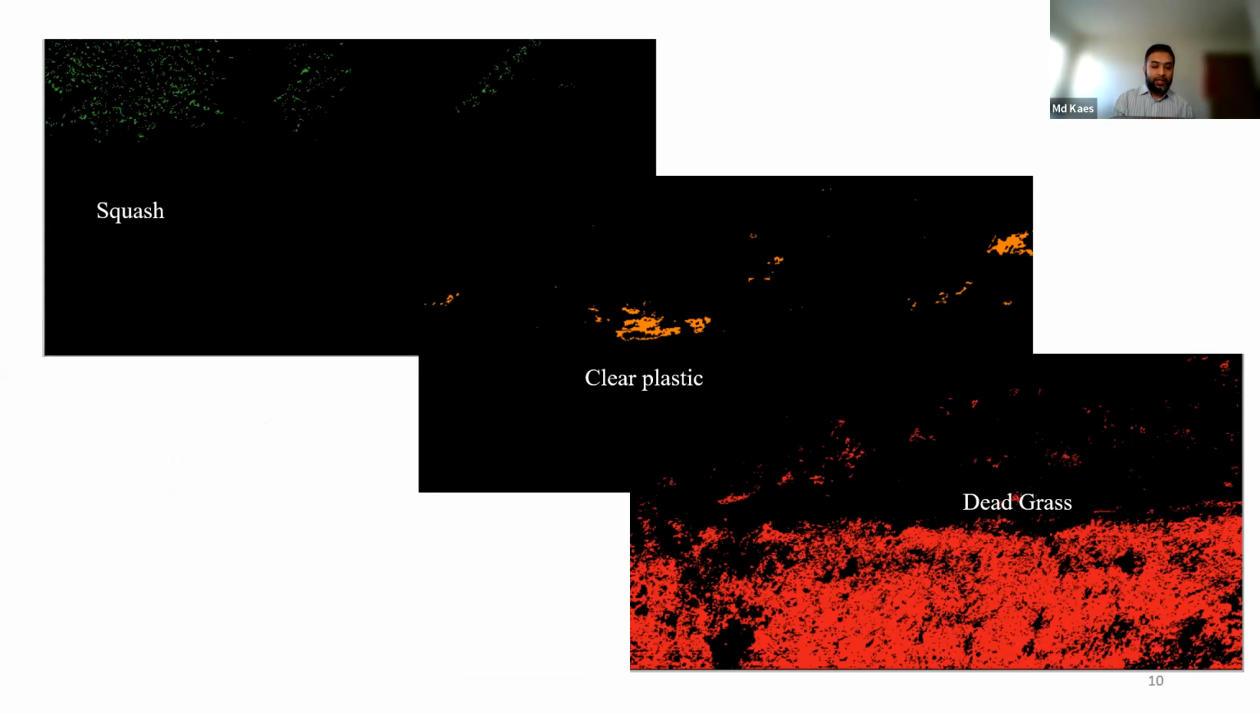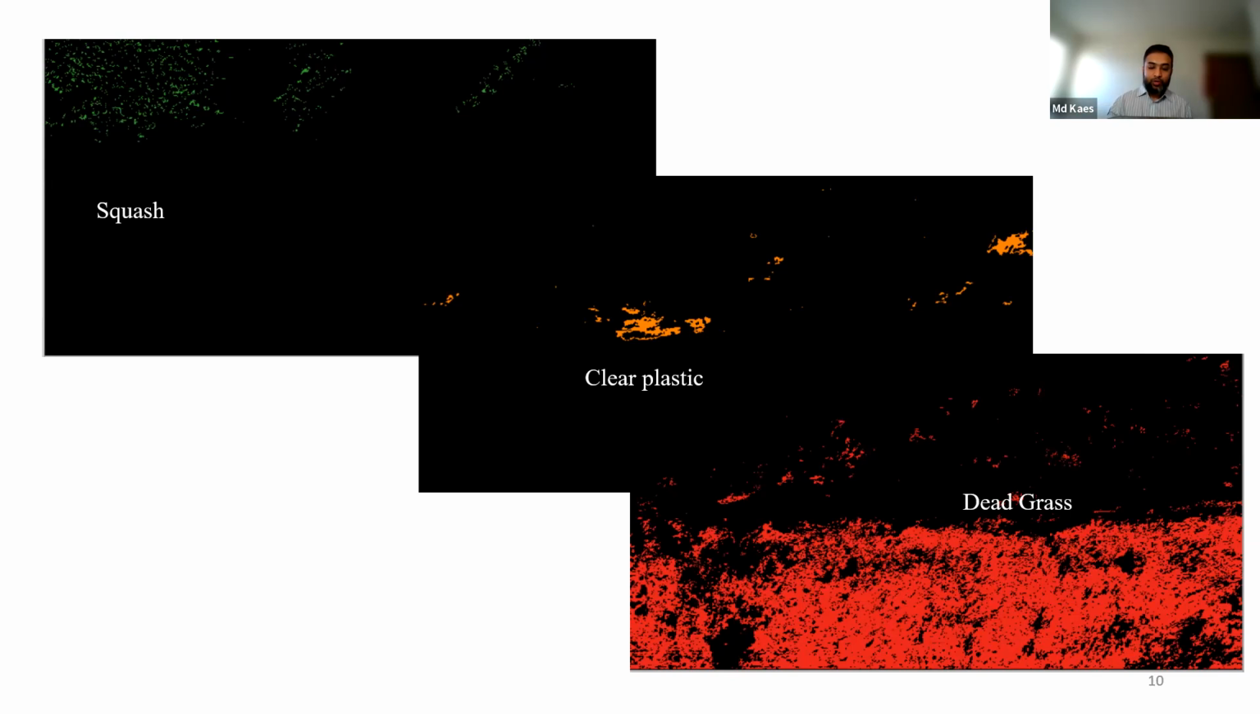Then the top image, the top one, is the squash patch. Here we try to best match each pixel of the image with the squash, and we can see where the squash plants are on the whole area of interest. We did the same thing with clear plastic. You can see the orange one. In the whole scanning area, these clear plastics are available in those areas.